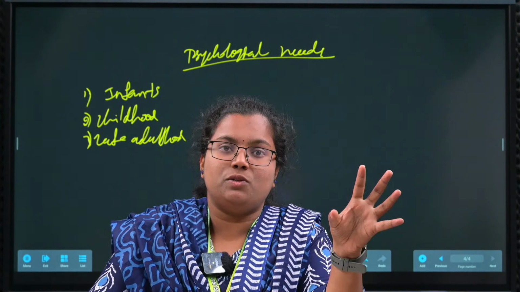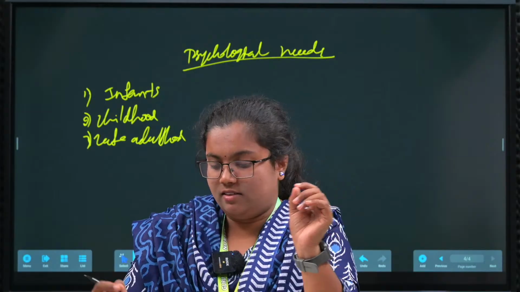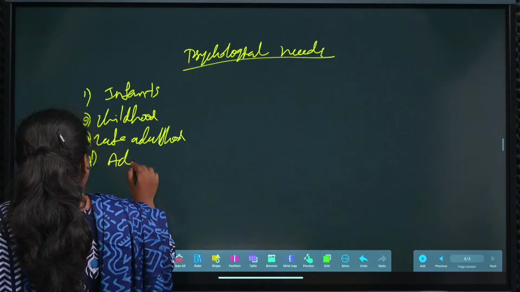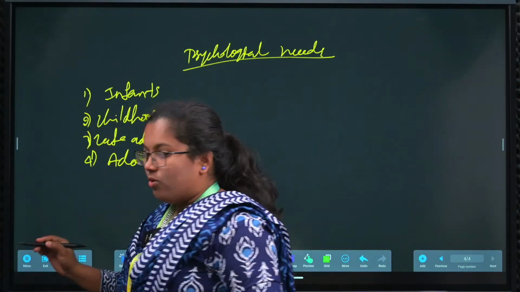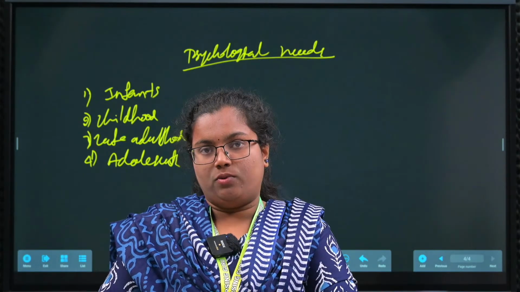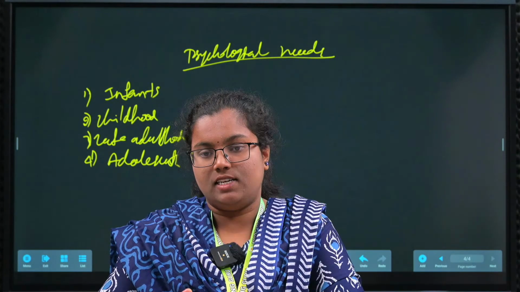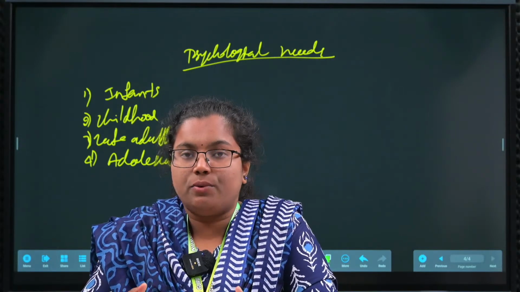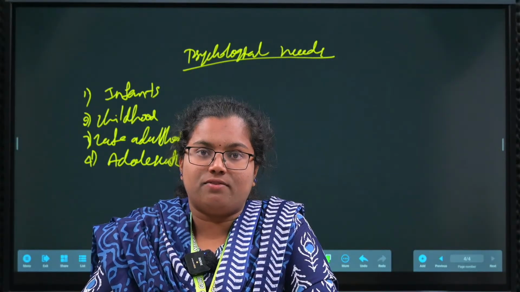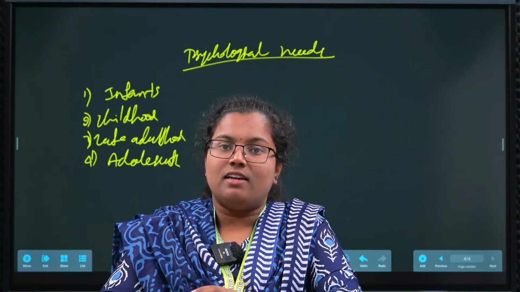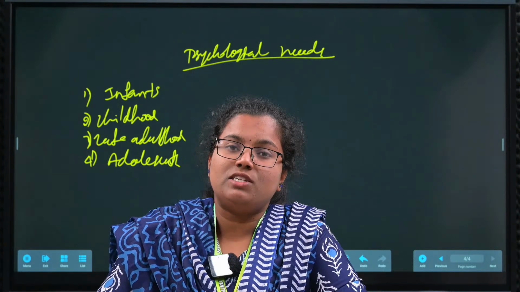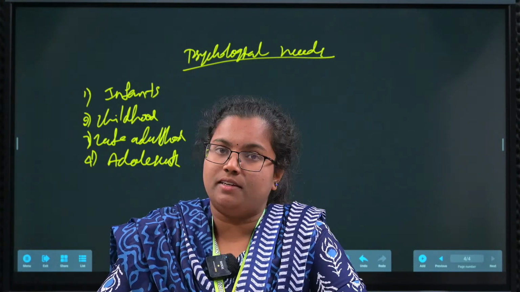And next one is adolescent. Next group is the adolescent group. What are the psychological needs of the adolescent group? And what's the role of the nurse here? They need complete independence, security, freedom, and a satisfied life. They also need orientation to the opposite gender here. And what's the role of the nurse here?